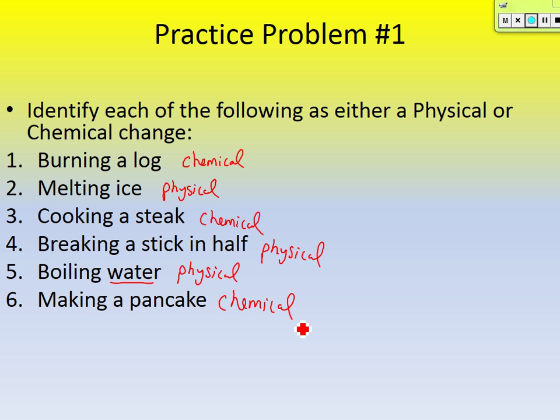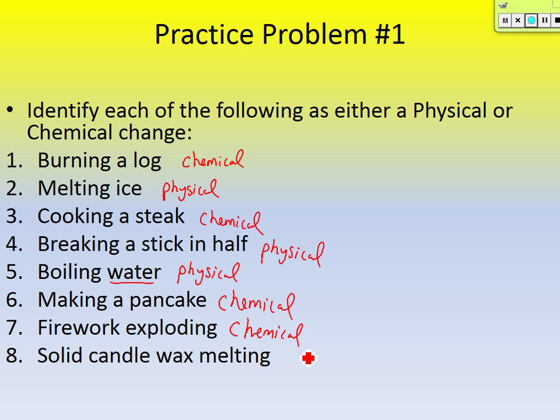That's a chemical change. Number 7, a firework exploding. Chemical, yeah. You're going to notice whenever you burn something, that's a chemical change. You're changing the way the atoms are arranged. Number 8, a solid candle wax melting. Physical. How come it's physical? Good. It's still the wax, right? It's just now going from a solid to a liquid. It's just a phase change.